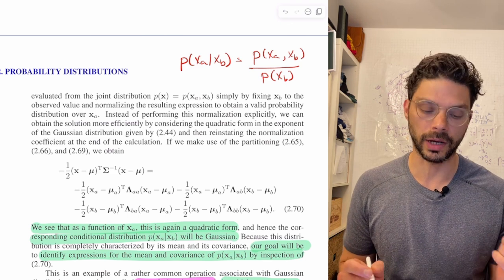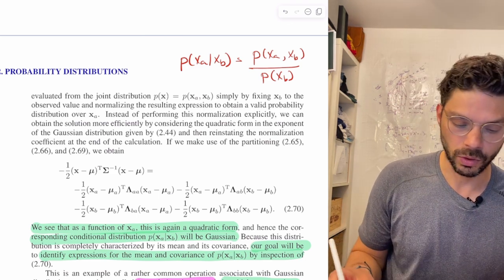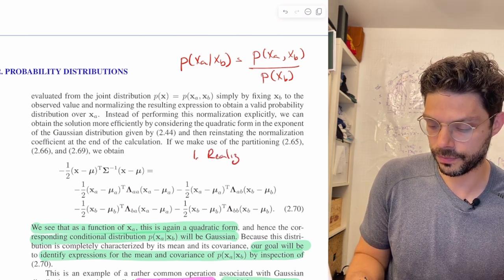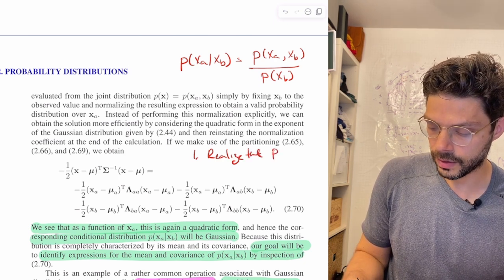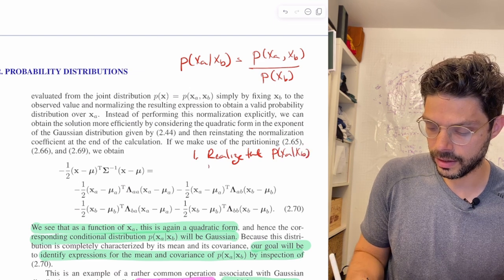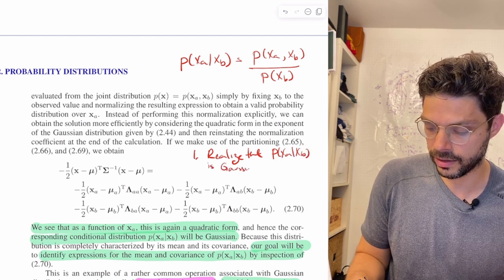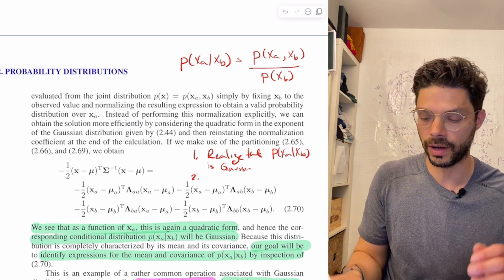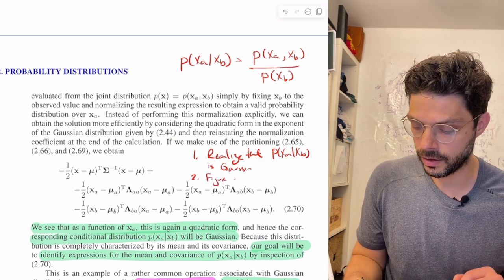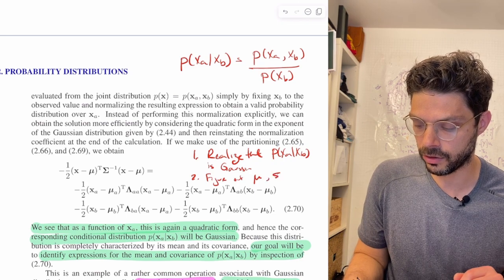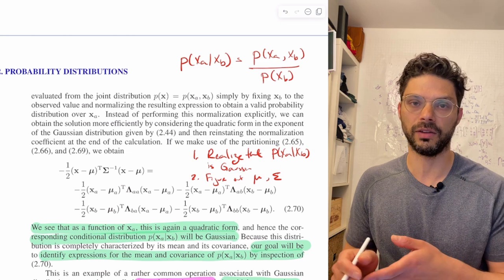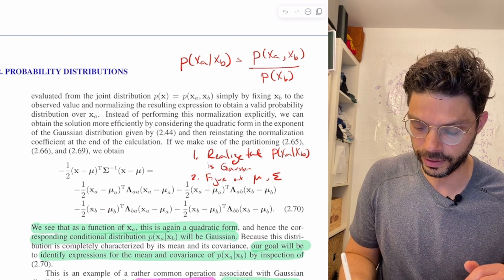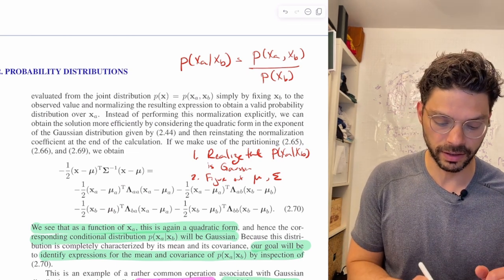So essentially, we're going to go in two steps. Step one, realize that P of x_a given x_b is Gaussian, and we're going to do that in a second. Then figure out the mean and covariance of the conditional distribution, rather than doing the normalization directly. So that's what we're going to do. It's a very useful trick to know. I use it quite frequently, and it's really simple. So let's get into it.